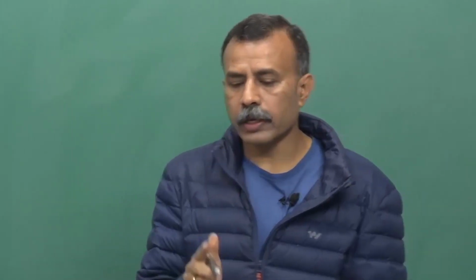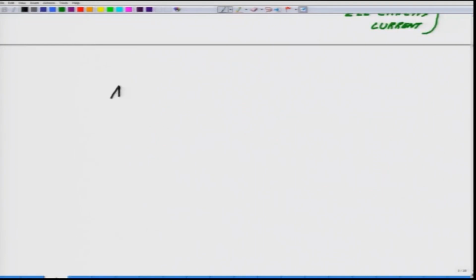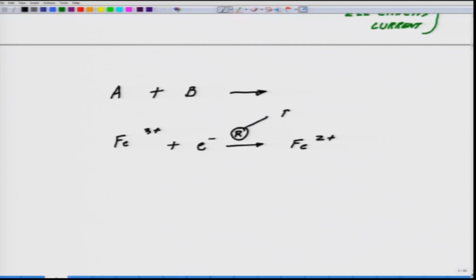Now, what is important is, say for example, I have a situation A plus B. Let us take a much simpler example. Say for example, I take iron Fe3+. Fe3+ accepts an electron and it becomes Fe2+. Fine, because you accept an electron, there is a reduction. R stands here for reduction process.